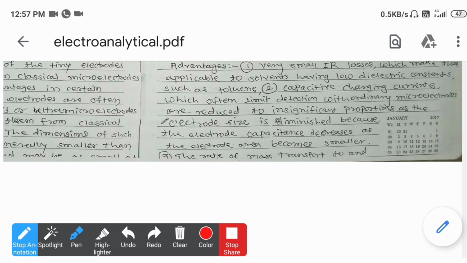The next is the capacitive charging current, which often limits the detection limit with an ordinary micro electrode. Reducing the electrode size will decrease the electrode capacitance, and as a result we get a better capacitive current, and hence we can provide better output for our analyte system.